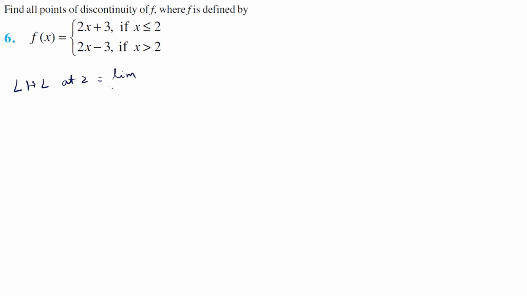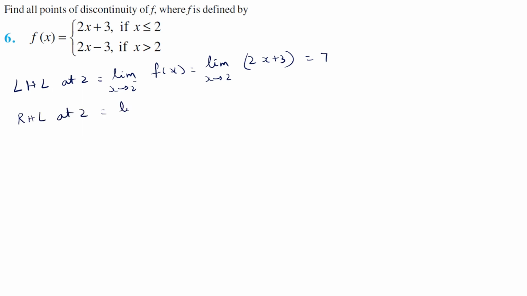So first let us find the left hand limit at 2. It is equal to limit x tends to 2 minus f of x, which is equal to limit x tends to 2 of 2x plus 3, since for x less than or equal to 2, we have f of x equal to 2x plus 3. So this is 7.